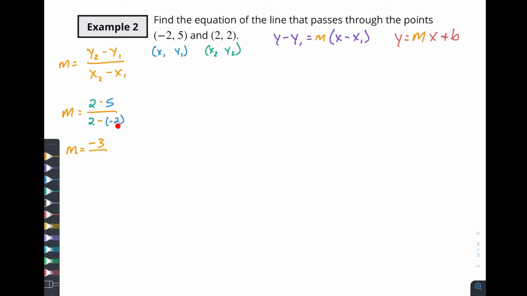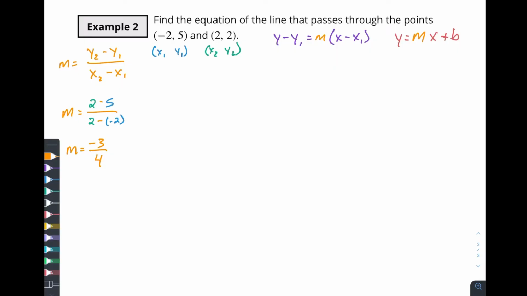a negative 2, which is 2 plus 2. So we're going to have a slope of negative 3/4. So in both of these equations, both of these different methods will have the slope of negative 3/4. So let's start by looking at using the point slope form with our first point.